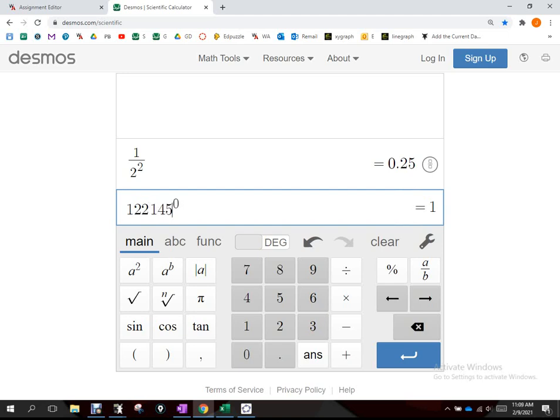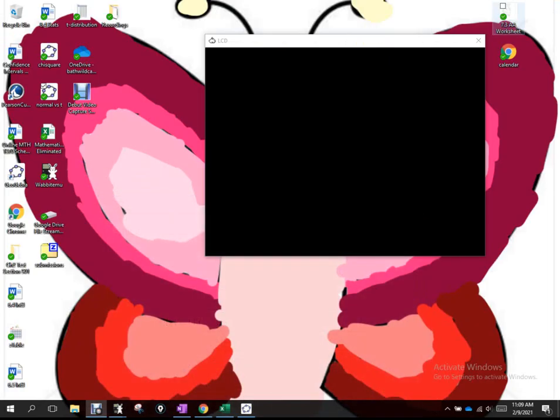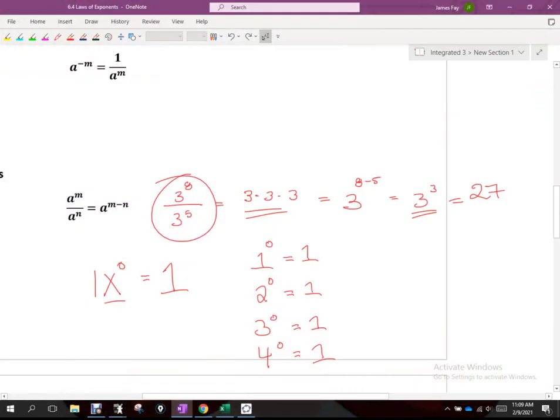Still 1, right? But why? Does anybody know why? You were probably told in Algebra 1, hey, anything raised to the 0 power is 1, and that's what we're going to use, but we never really talked about it. Let's say we go with 4. I go 4 to the 6th divided by 4 to the 6th.